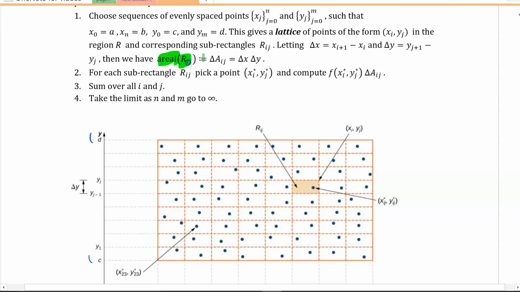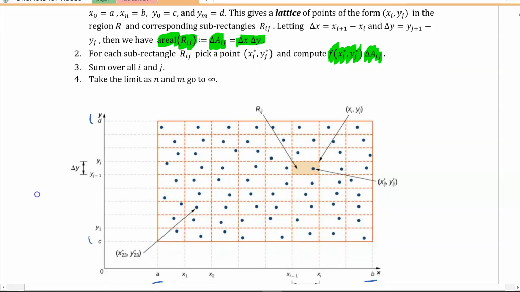Now the area of that rectangle is denoted delta A sub ij, where A represents area, and we can simply compute that as the product of delta x times delta y. Keep that in mind, because when we start evaluating double integrals, we're going to see either dx dy or dy dx. Then we plug that point into our function, multiply it by the size of that piece, which is that corresponding area, sum them all up over all subrectangles i and j, and take the limit as the number of partition points on the x-axis and the y-axis both go to infinity.